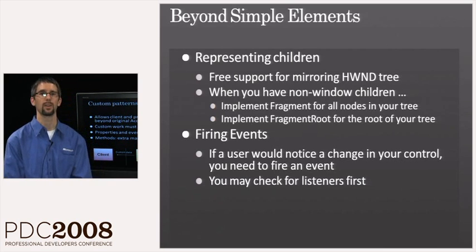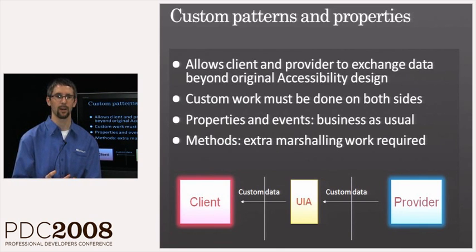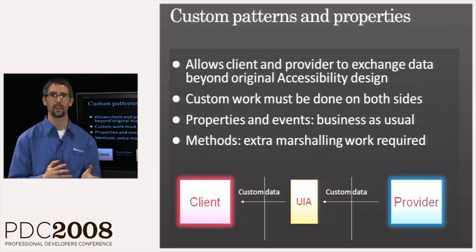Now I can finally talk about two of the new things in Windows 7. Custom patterns and properties, that custom extensibility thing I mentioned earlier, allow clients and providers to exchange data beyond the original accessibility design. Custom work needs to be done on both sides. The provider needs to respond to the question. So let's say you wanted to ask about the color of a control. We don't have color in UIA. So a provider could say, okay, I'm capable of handling the color property, and here's the handler for it. So if I get asked for color, go run this, here's how I'll respond. And then the client needs to ask for color. But if both cooperate, then you can pass color back and forth, even though we never included it in the original design.